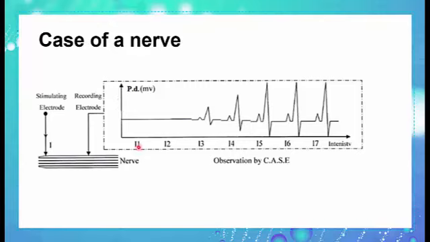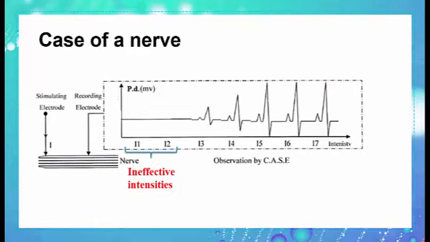We apply I1, which didn't make a response, I2 also didn't give a response, I3 gave the first response, I4 the second, I5, 6 and 7. We notice that the amplitude from I3 till I4 till I5 is increasing, then it remains constant. It's the case of a nerve.